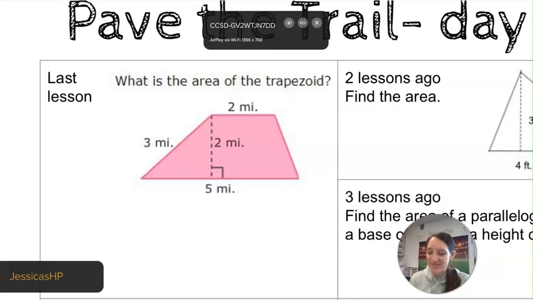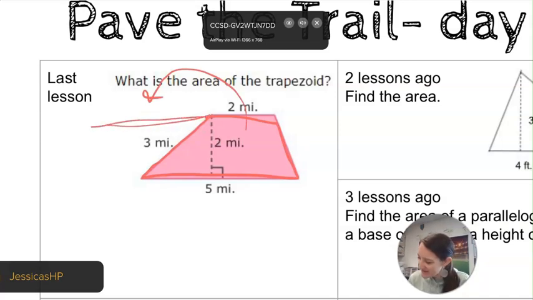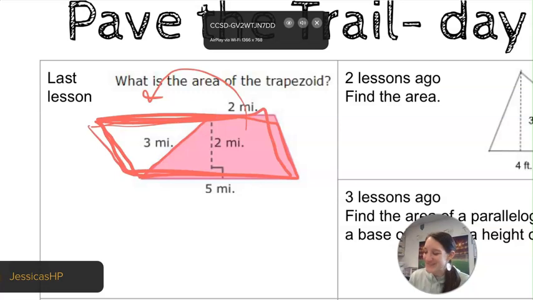We remember with a trapezoid that if we were to double this and then flip it over, we would get this shape, this wannabe shape right here, which is a parallelogram. So we know we can go base times height to get our parallelogram. But we have to remember that we only want half of that size.